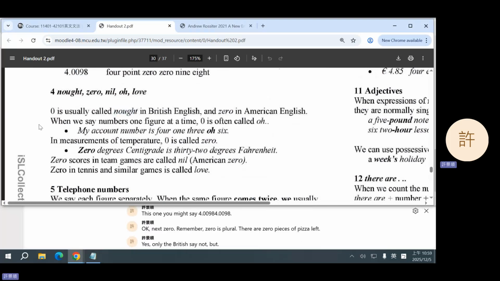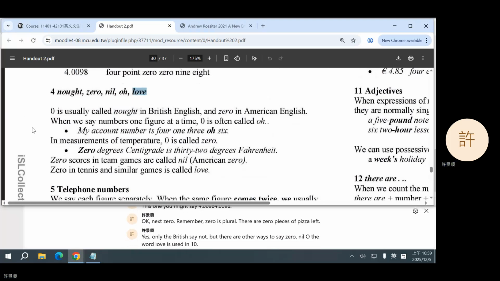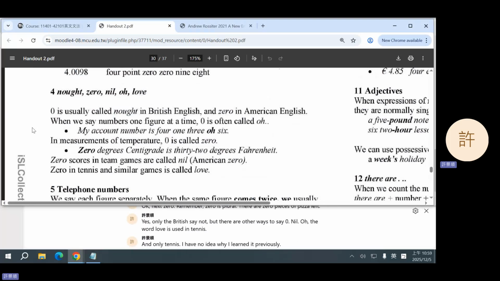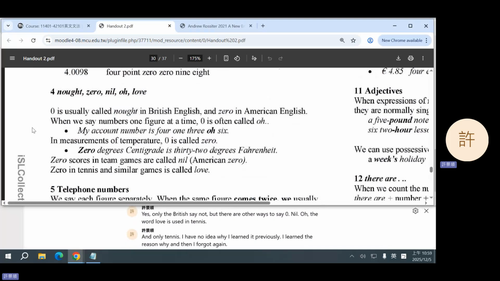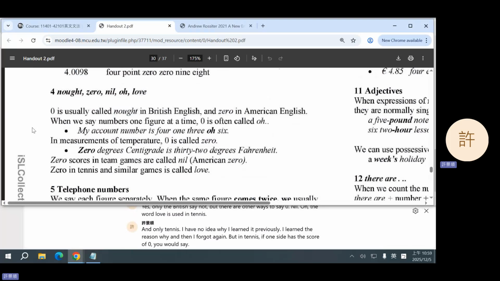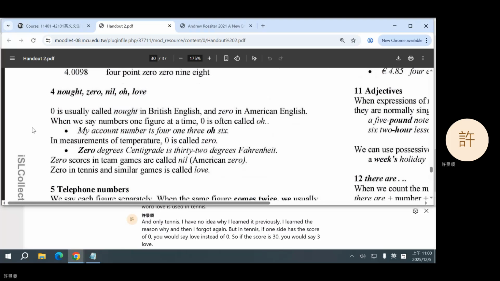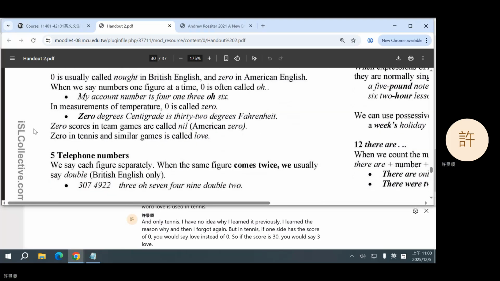But there are other ways to say 0. Nil, O. The word love is used in tennis, and only tennis. I have no idea why. I learned the reason why, and then I forgot again. But in tennis, if one side has the score of 0, you would say love instead of 0. So if the score is 3-0, you would say 3 love. Right? Tennis called love. Okay.